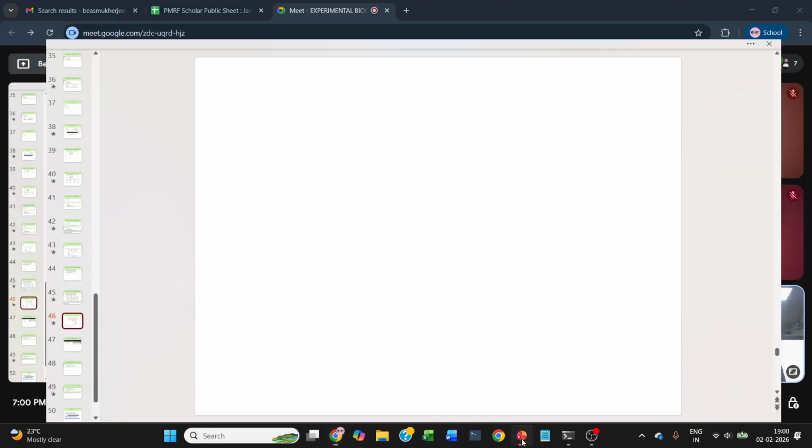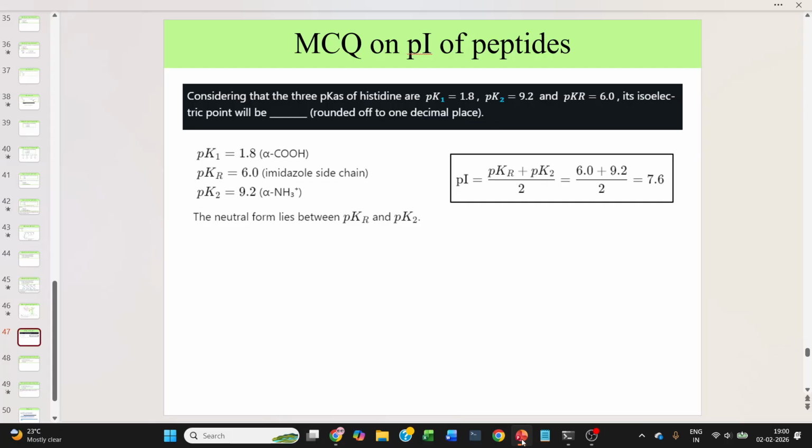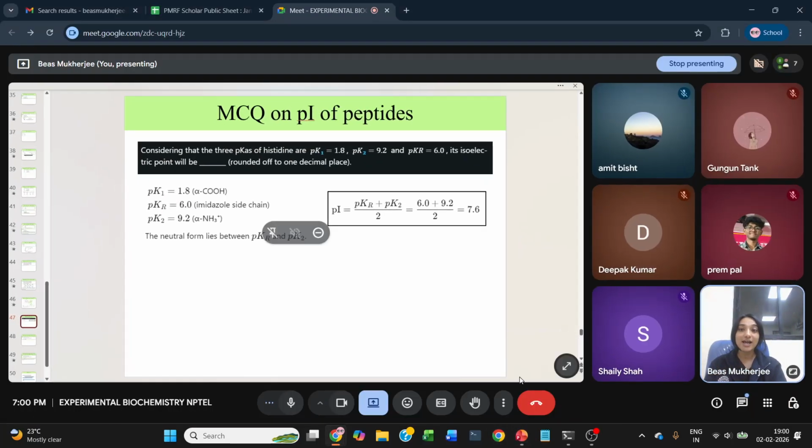Now I have a question for you. Oh, 1 second. Okay, so the answer is already given. Very unfortunate, otherwise I would have told you to do it. Okay, so there are 3 pKas. Oh, this is not a tripeptide. This is a normal histidine. So anyway, there are these 3 values, right?